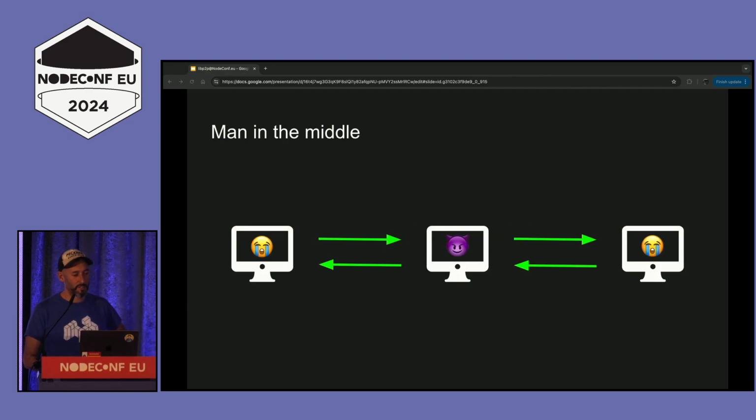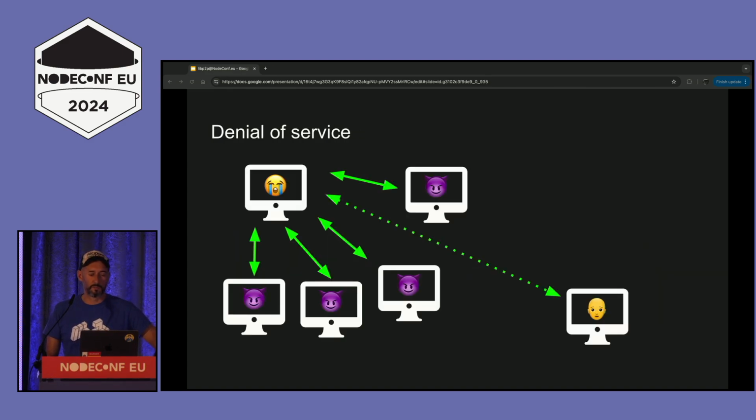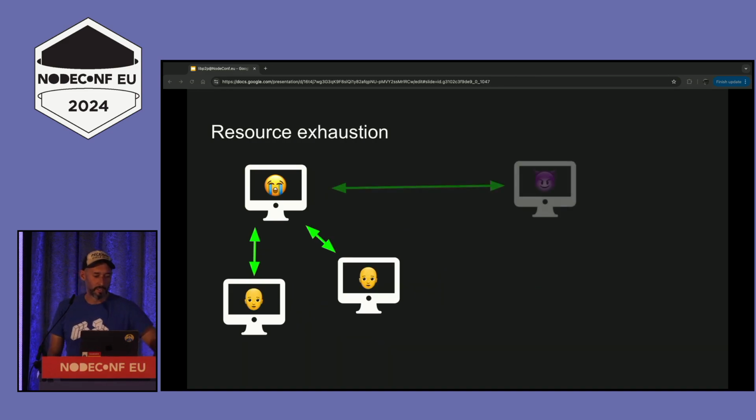Everyone will have heard of this one. HTTP is pretty vulnerable to this, and SSL doesn't help that much when you consider you could have bad CA certs on your machine, as I talked about earlier. The classic denial of service, you've got lots of bad nodes attacking one, and it makes it hard for legitimate traffic to get through. And then resource exhaustion.